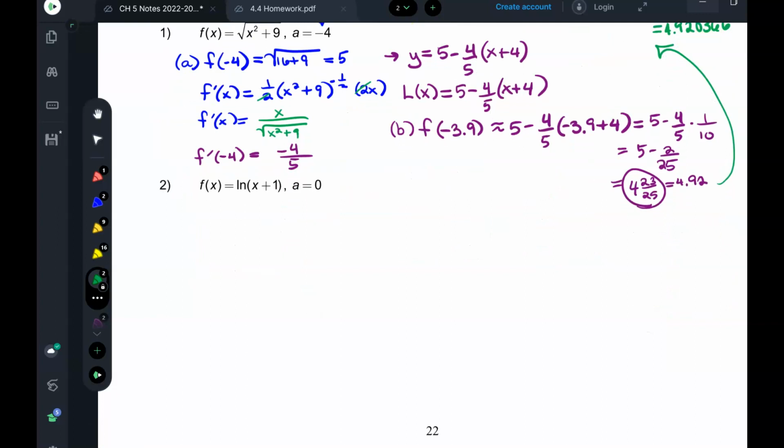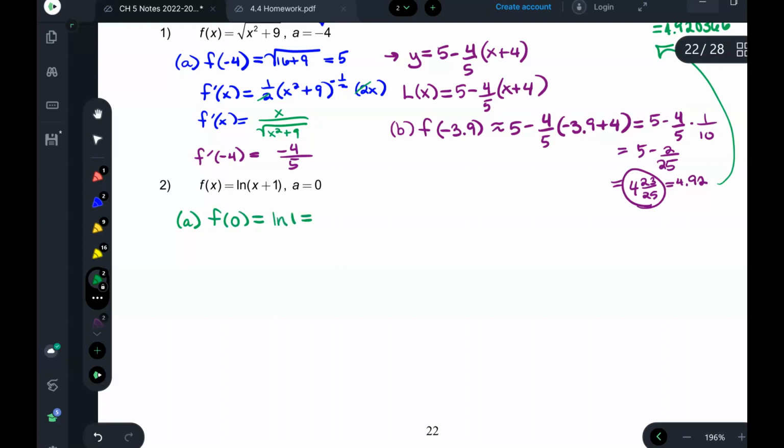Okay, let's try the next one with natural log. So the first step, again, for part A, I want you to find the tangent line. So again, we need a point and we need a slope. So we're going to plug in f of 0. So that's going to be natural log of 1, which is going to give us 0. So now we know the point is 0, 0. And now we want to do the derivative. So the derivative of natural log is going to be 1 over x plus 1. And so when I plug in 0, I get 1.